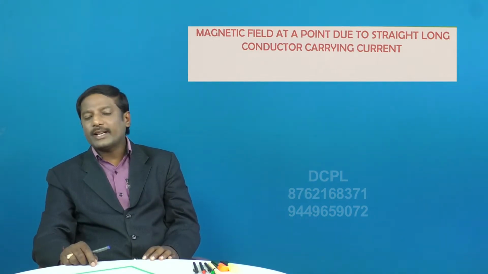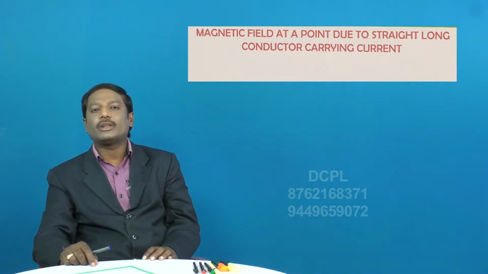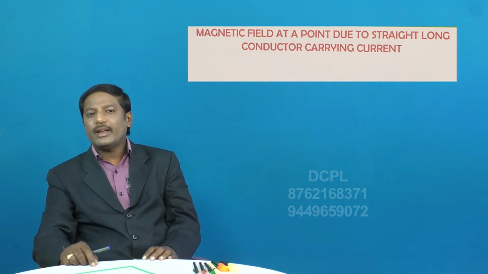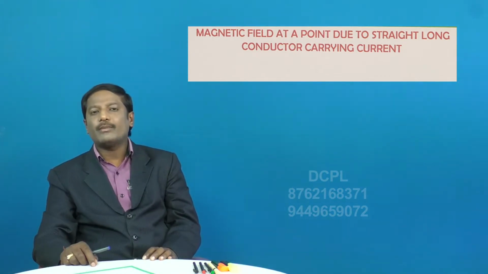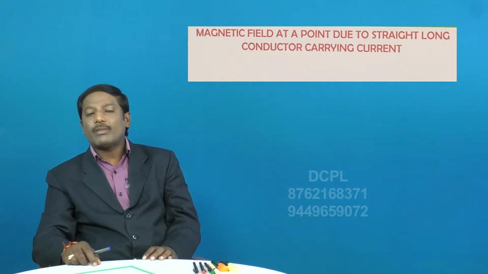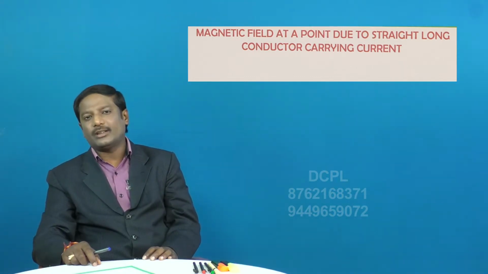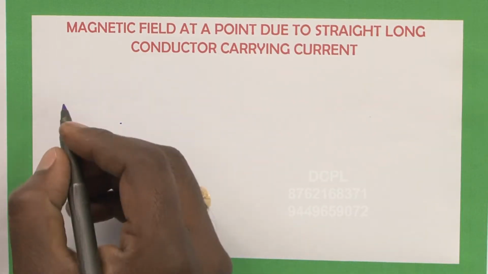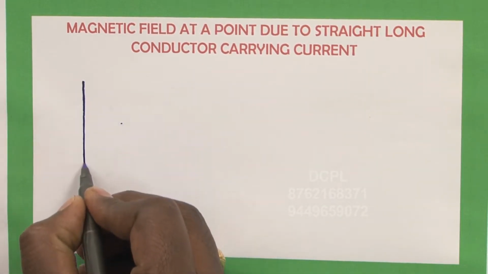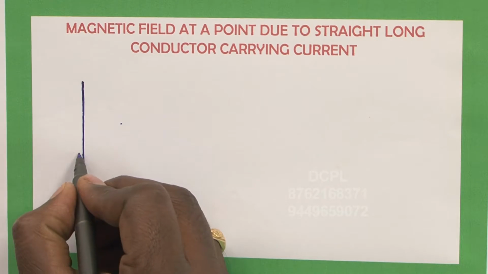So, for a very long straight conductor, to determine the magnetic field, we are going to use the concept of Ampere's circuital law, which states that the total line integral of magnetic field is equal to mu naught times the total current enclosed by the loop. Using that law, you are going to determine the magnetic field at a point due to a current carrying conductor. Now, let us consider a very long straight conductor, which is infinitely long, which is carrying a current I.